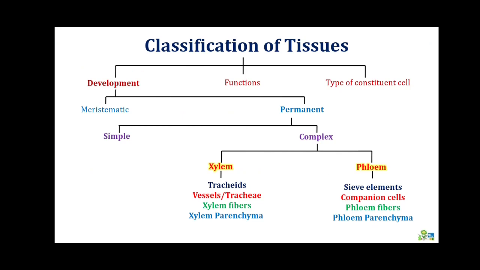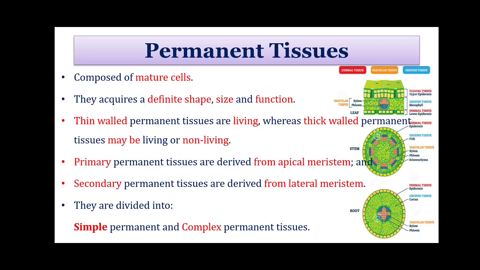Xylem is not a single type of cell, it is a group of cells, so it is a tissue, and the various components are tracheids, vessels, or you can say trachea, xylem fibers, and xylem parenchyma. In case of phloem, the four components are sieve elements, companion cells, phloem fibers, and phloem parenchyma.